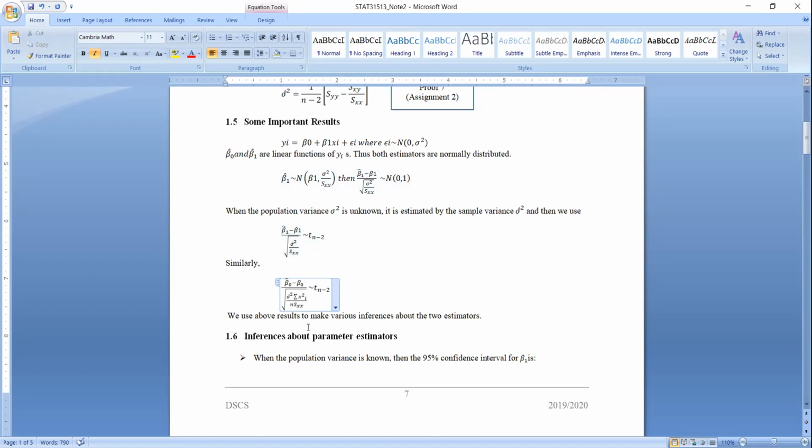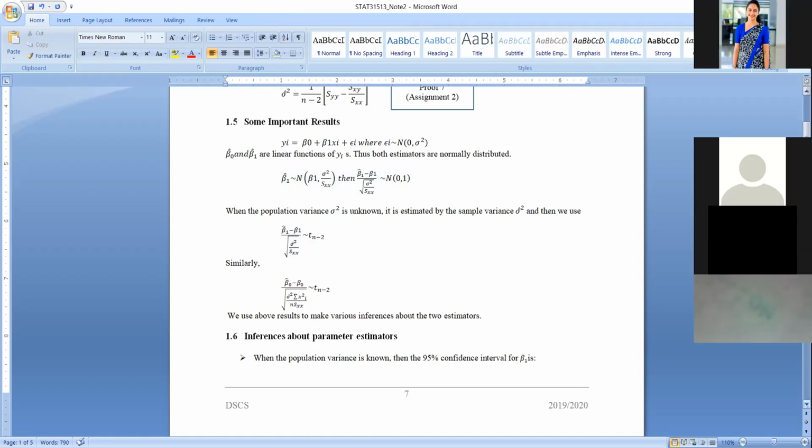In this case, the proof of how we get the mean value as equal to beta 1, and the variance as equal to sigma squared divided by SXX, is not necessary for you. But if you read the reference books, you will see the proof as well. I'm not going to question those things in the examination, right?